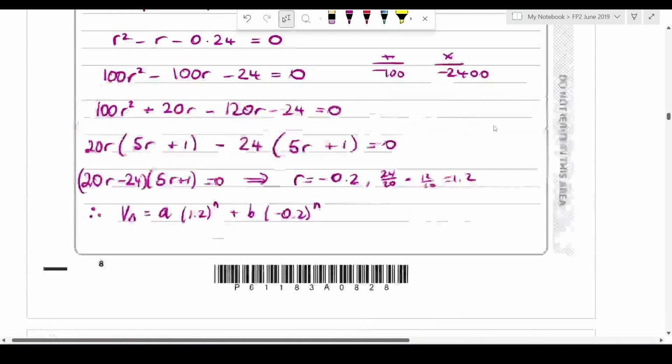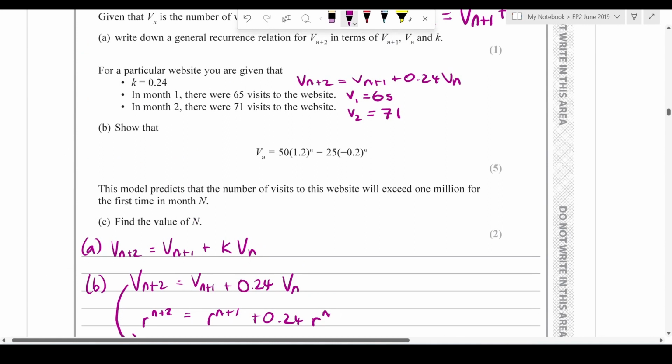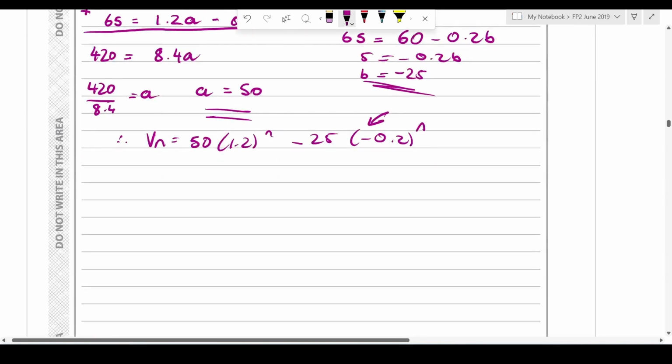So in part C, I should read it, that would help. The model predicts the number of visits to our website will exceed 1 million when we've got this number n, and it wants us to find what this number n is going to be. So we want to find the value such that Vn exceeds 1 million, or 10 to the 6. So I've got 50 times 1.2 to the n minus 25 times 0.2 to the n is going to be greater than 1 million.